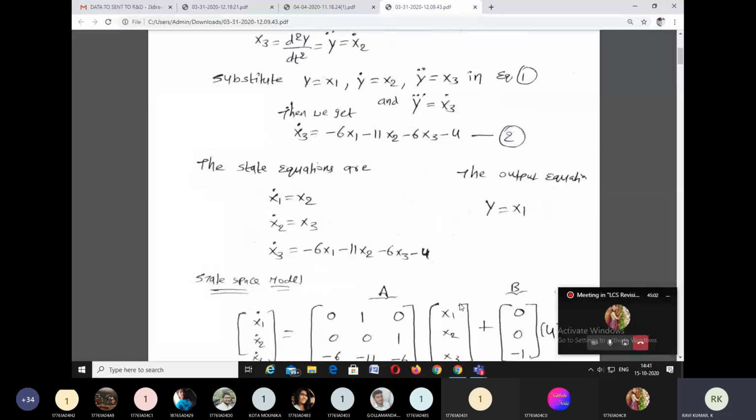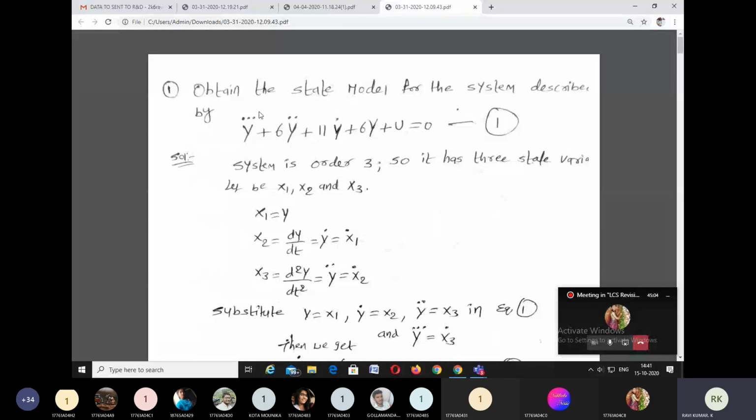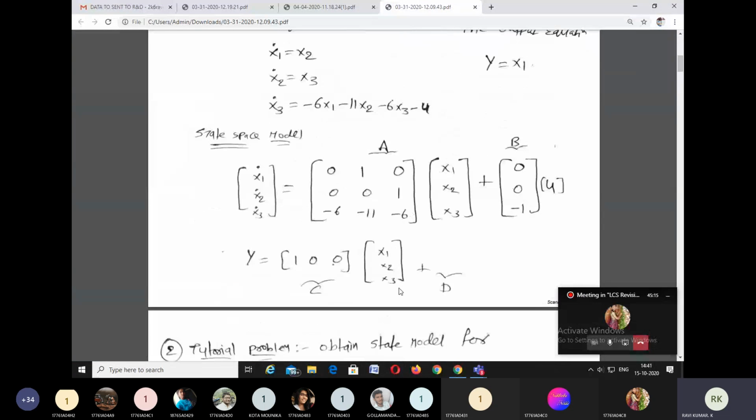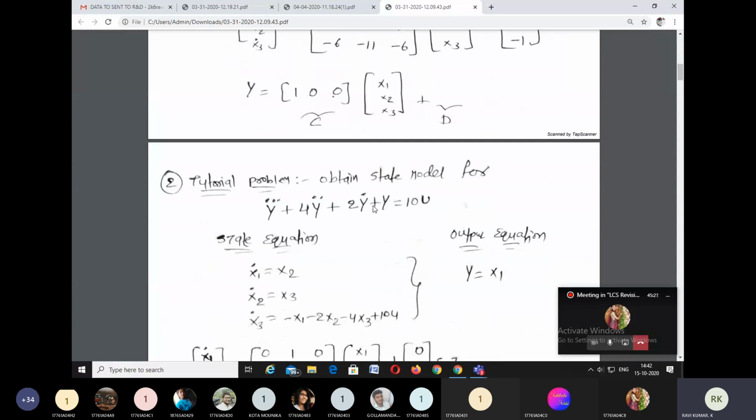The transfer function given in this differential equation form, that is 1 by s cube plus 6s square plus 11s plus 6, we have represented in the state space model like this. It is the mathematical representation of the same system. Now we can try for another system.